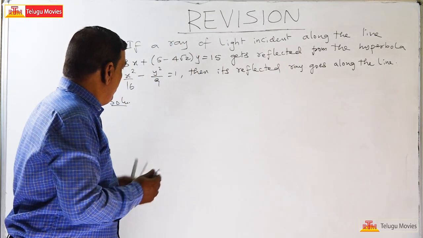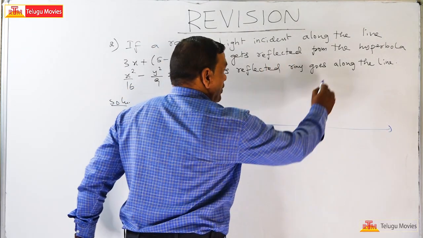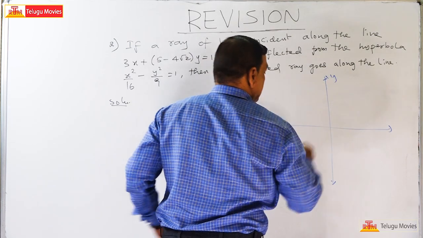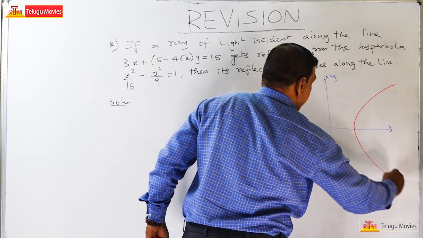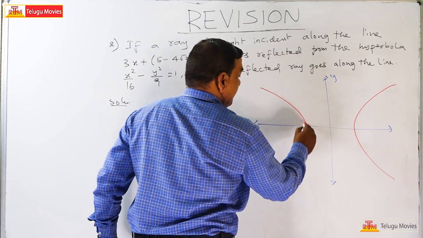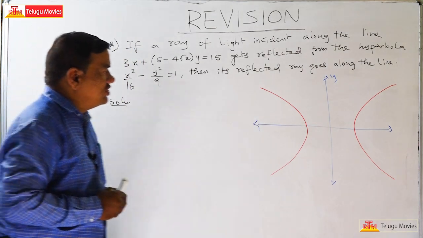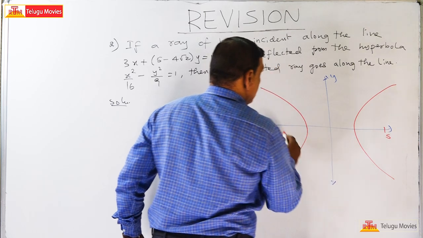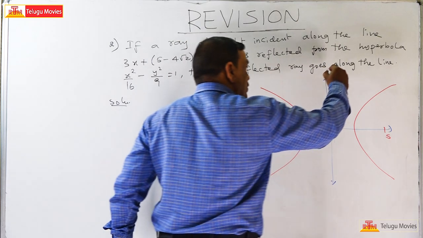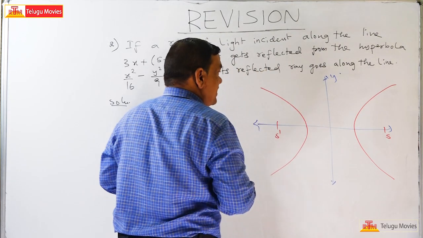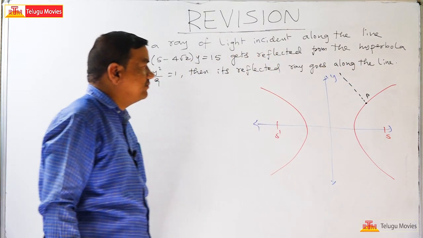Okay, now first the hyperbola is given here. So x-axis and y-axis. So this is the hyperbola. Right, so this is a focus. This is a focus, and it is S dash. There is an incident ray. We call it an incident ray, like this. It is incident at the point P.